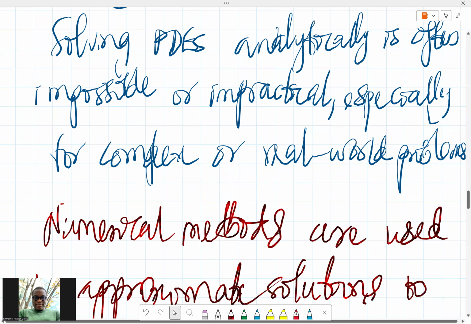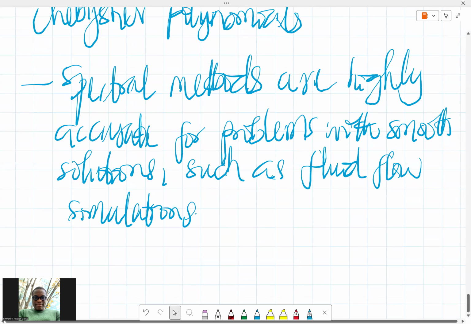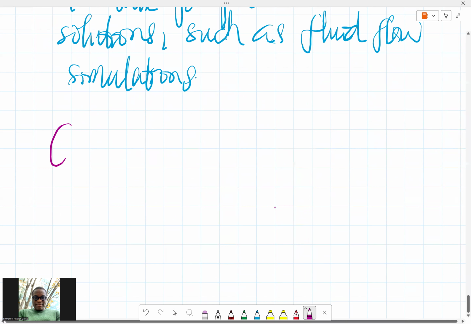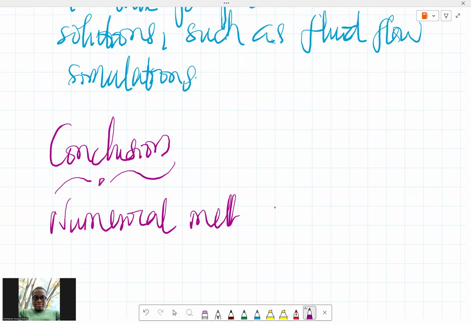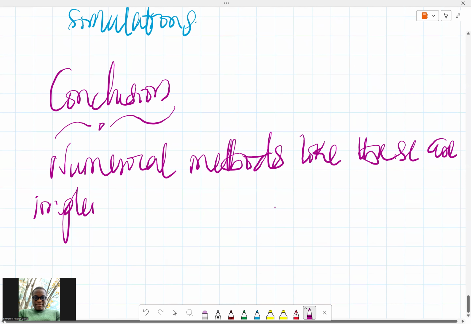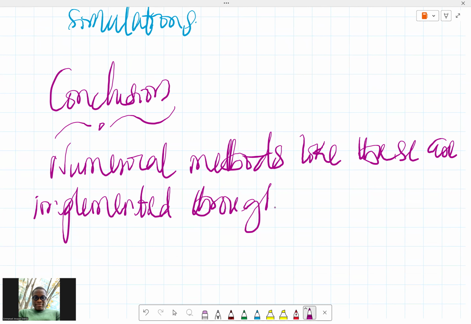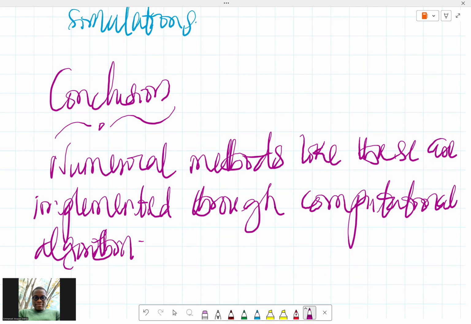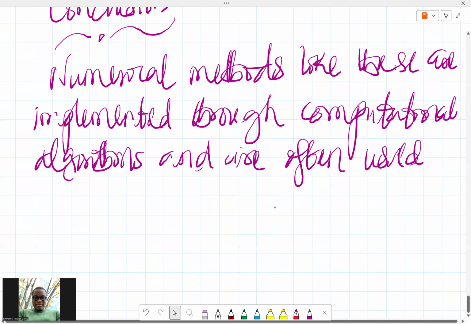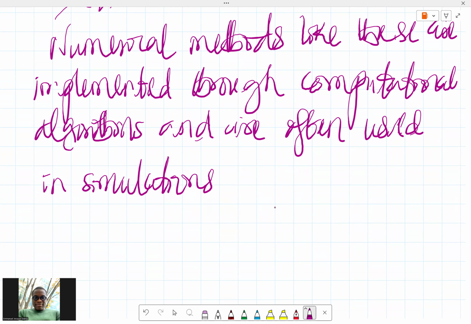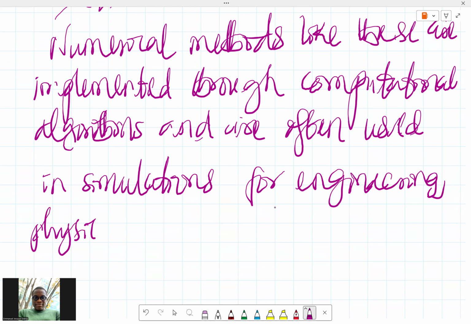Since analytical methods are often impossible, it is very helpful to use computation. In conclusion, numerical methods like this are implemented through computational algorithms and are often used in simulations for engineering, physics, and applied mathematics.